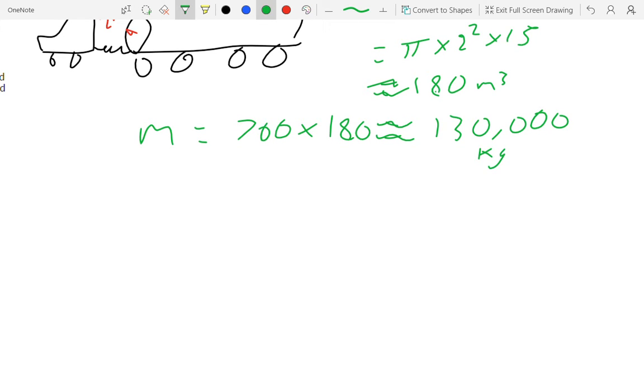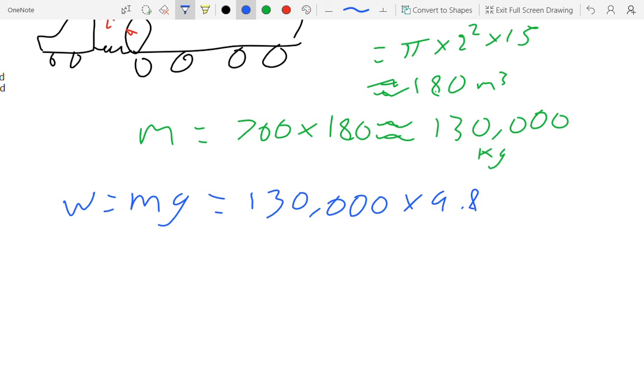Now it does say weight, so this is a mass, so I might be a little bit pedantic and make sure you convert that into an actual weight, which is a force. So if you're not aware, weight equals mass times g, so I'll then do 130,000 times 9.8, but we're being approximate, so we're just going to use 10 instead, and that gets us 1,300,000, and that would be the weight of the fuel in the tank.